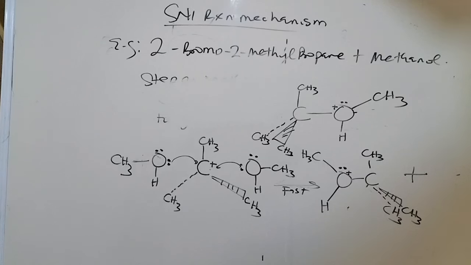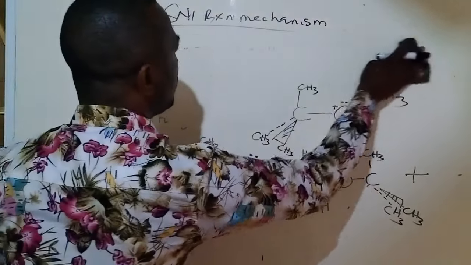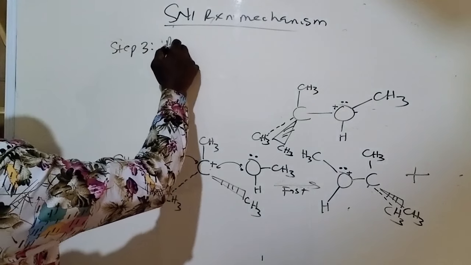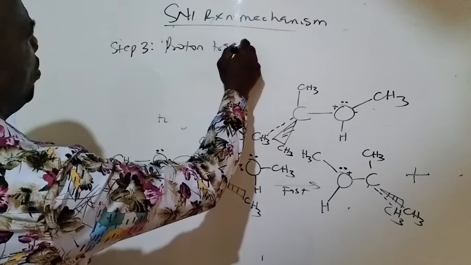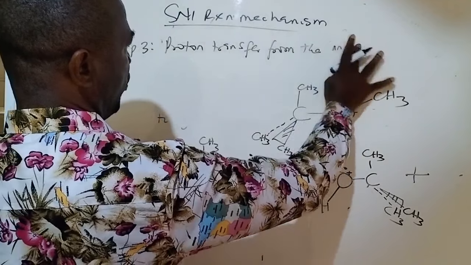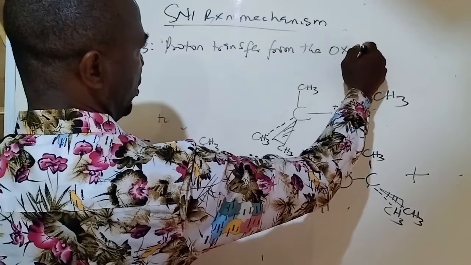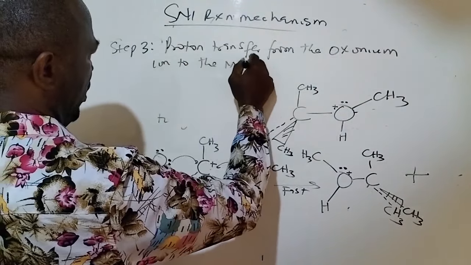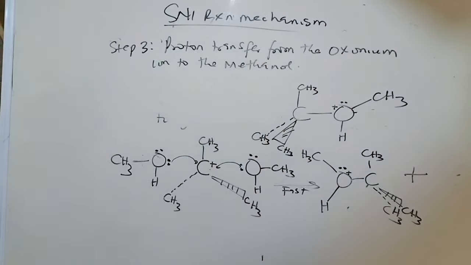We now go to the third step of the reaction. Step 3 is that we have a proton transfer from the oxonium ion to the methanol or solvent. So step 3 is proton transfer from the oxonium ion, this intermediate formed, to the methanol, that is the solvent or the nucleophile. So we have that. That is step 3.